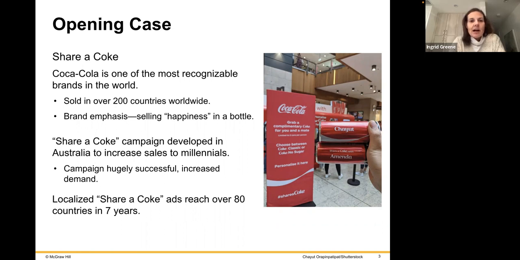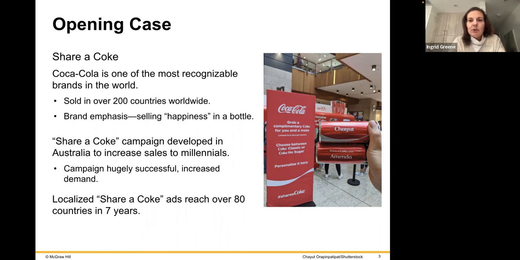So let's talk about Coke. It's one of the most recognizable brands in the world, sold in over 200 countries. They have this original idea of selling happiness in a bottle, but the case tells us that they were dropping in market share. There were so many other competitors: Pepsi, Fanta, Sprite, local sodas, etc. So they wanted to create not necessarily a new product, but a new way to represent the product. And so in Australia, their ad agency decided to test this campaign with sharing a Coke.